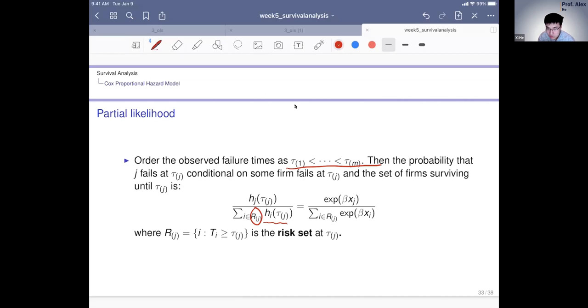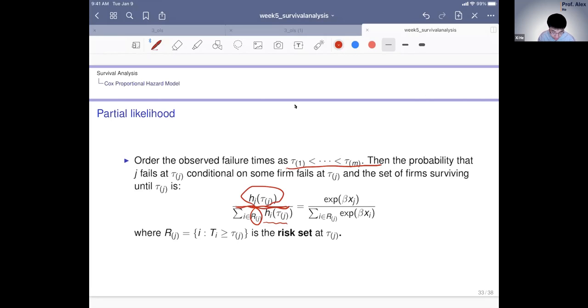Each of their hazard rate just means the conditional density, which is the probability of them dying at the next second, right? And then among all of those people, it's the jth person that has actually died at that point. The probability that, among all of those people, it is the jth person that dies is just the hazard rate of the jth person divided by the sum of the hazard rate of everybody.